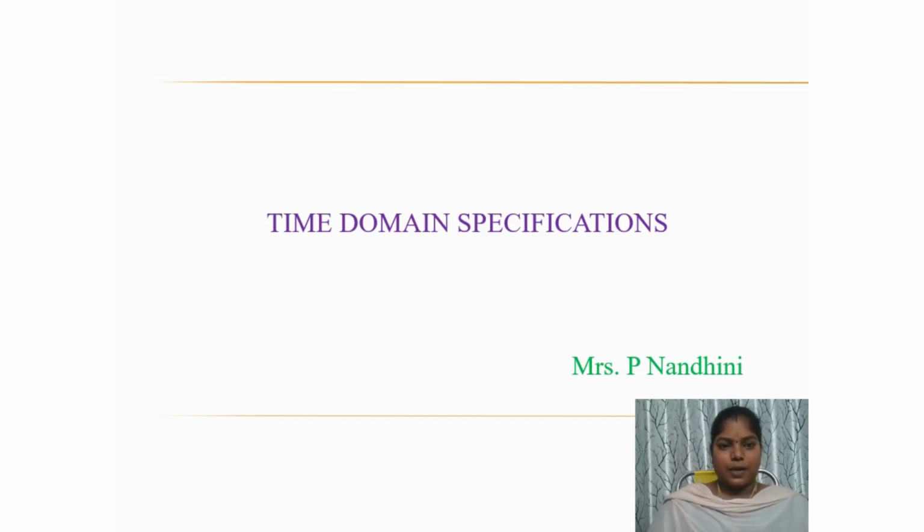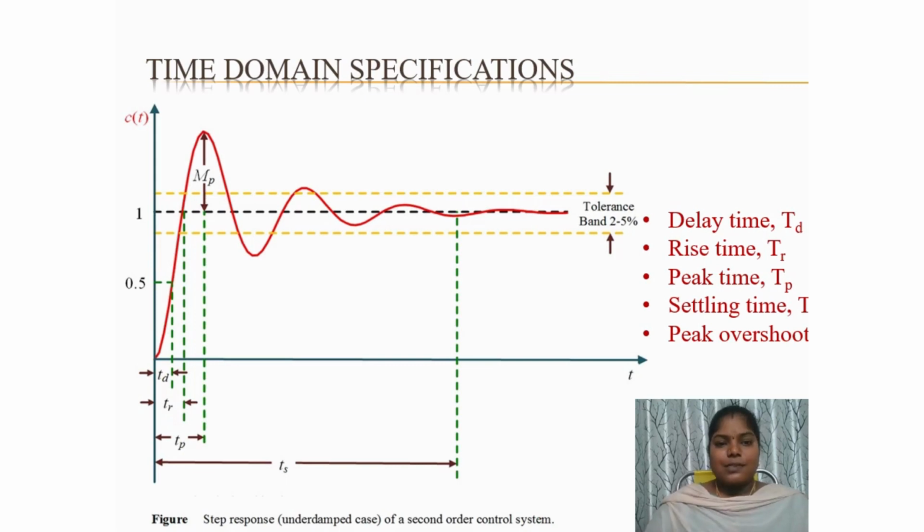Today I am going to tell about time domain specifications. The desired performance characteristics of control systems can be specified in terms of time domain specifications. For a given unit step input, the transient response characteristics of a control system are specified in terms of the following time domain specifications. The first one is delay time, then rise time, peak time, settling time, and peak overshoot.